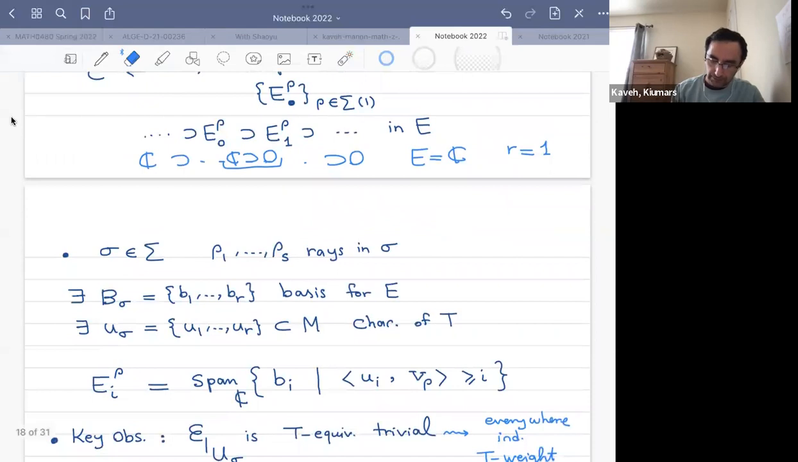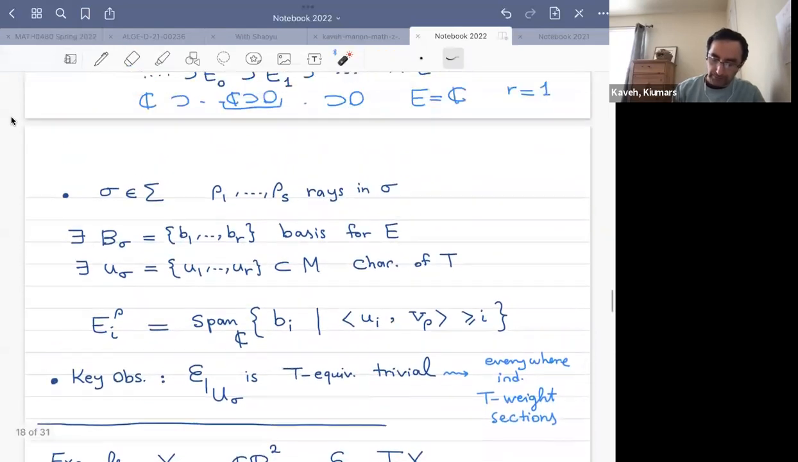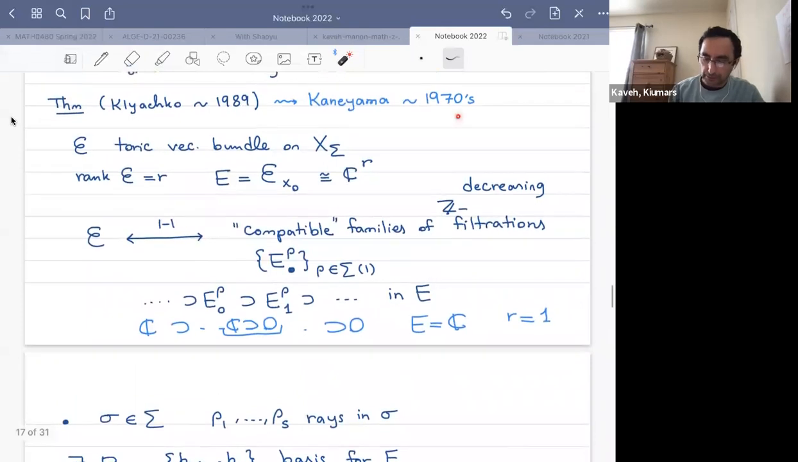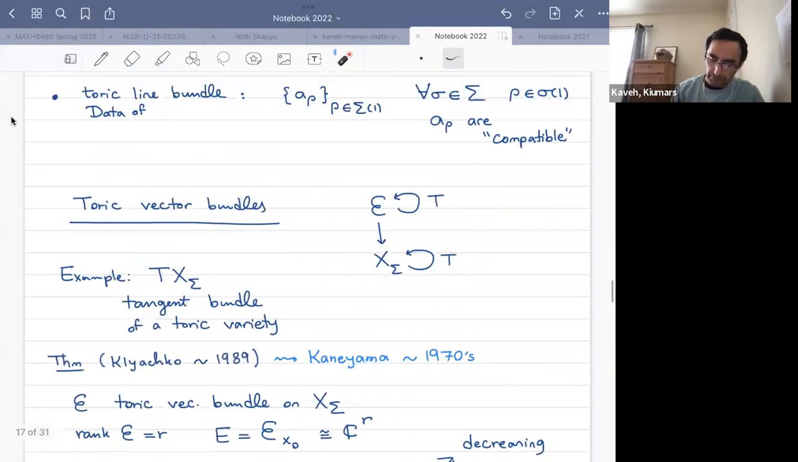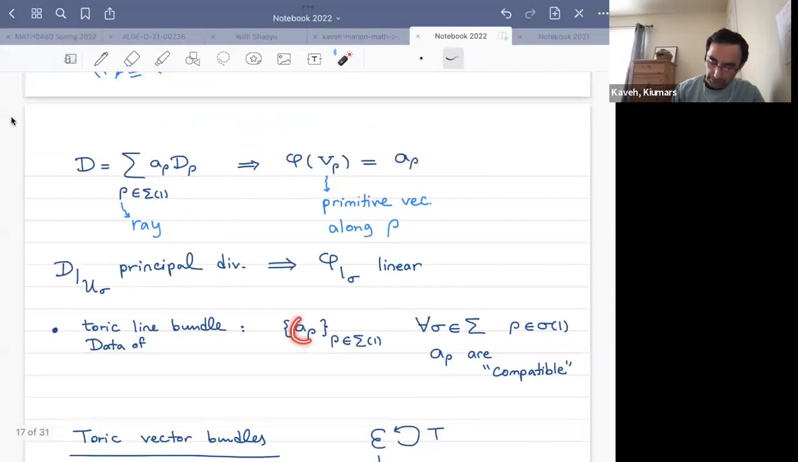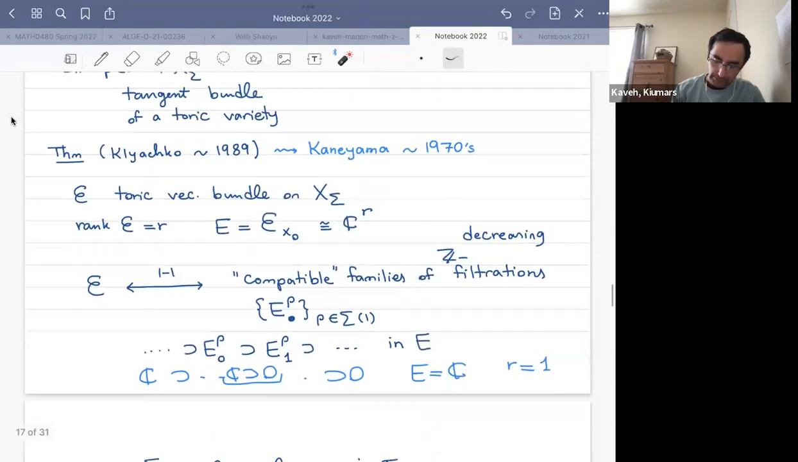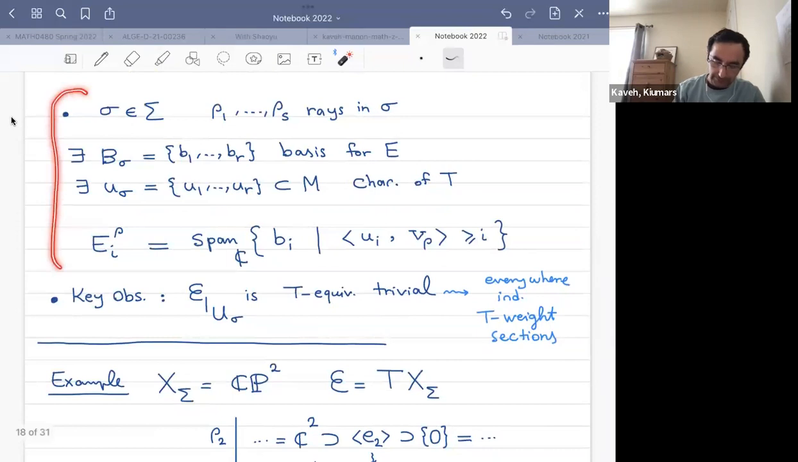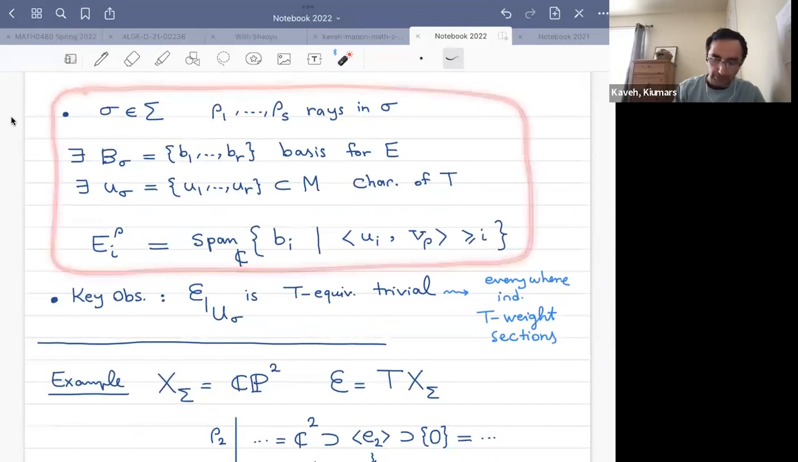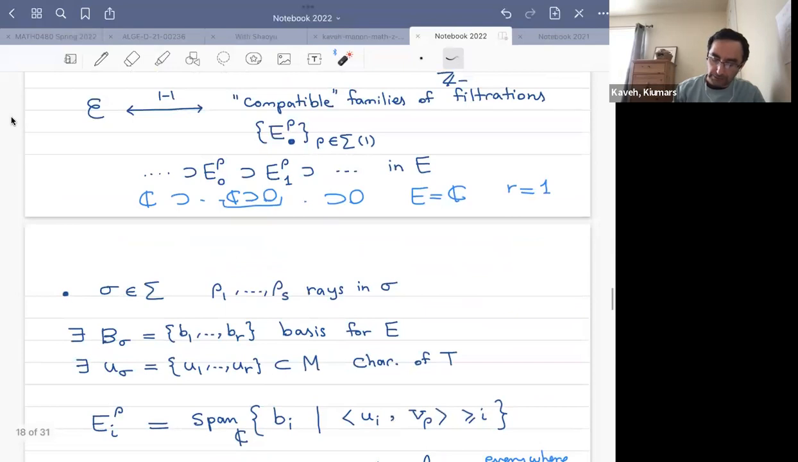Okay, we'll get to that in a second, in fact. And then what is the piecewise linearity that we had previously for line bundles? For the numbers associated to rays in the same cone, they should come from one linear function; they are values of the same linear function. So the rank R case, the vector bundle case, translates to this, which I'm going to explain. You have this data of filtrations for each ray, and they have to be compatible.